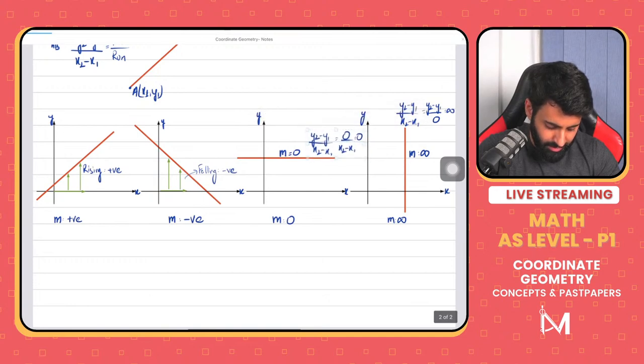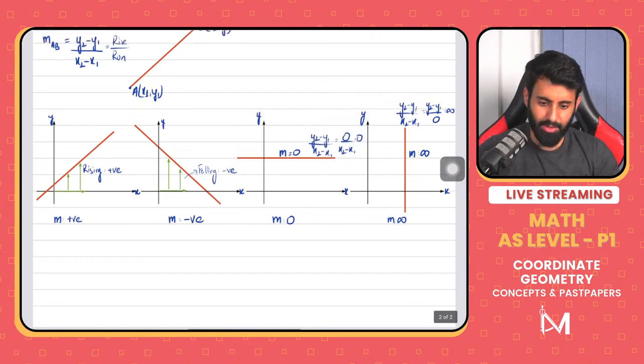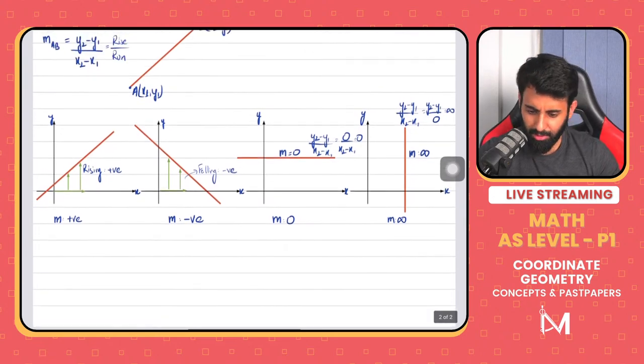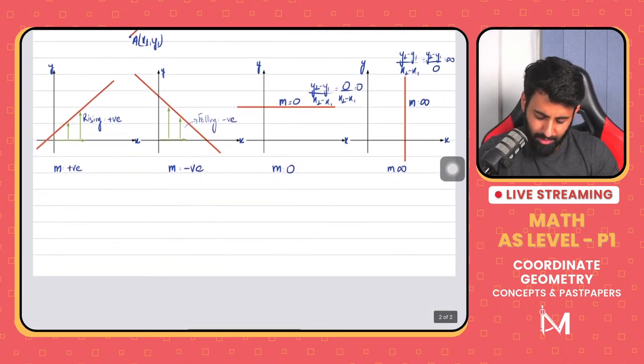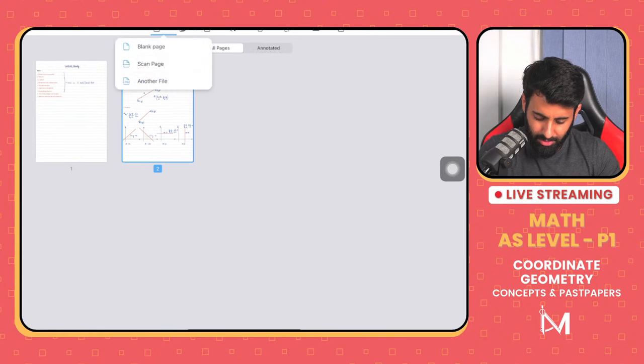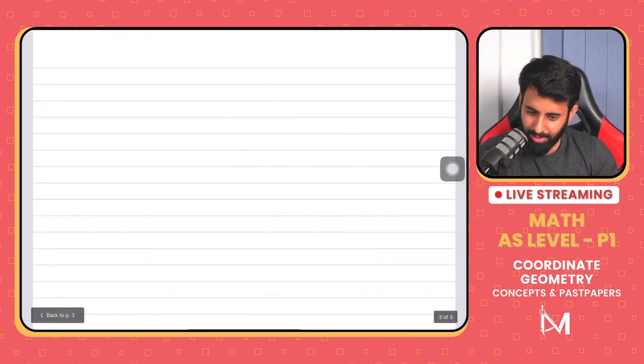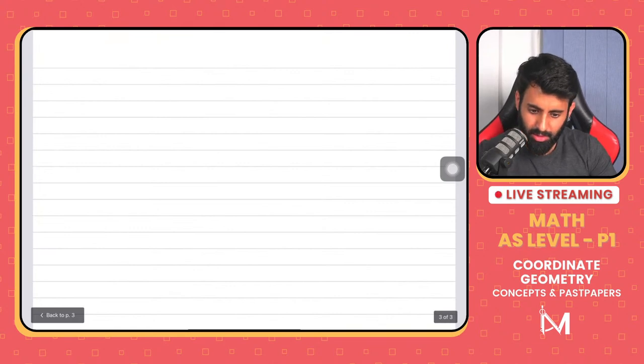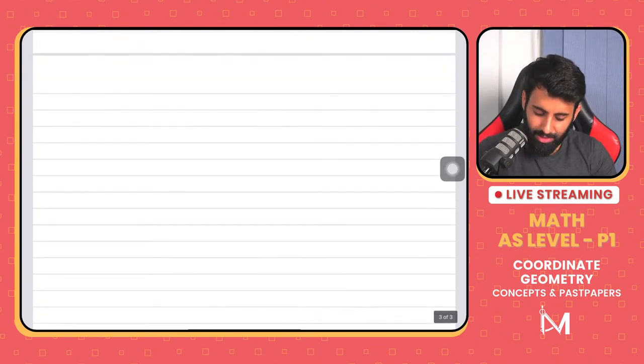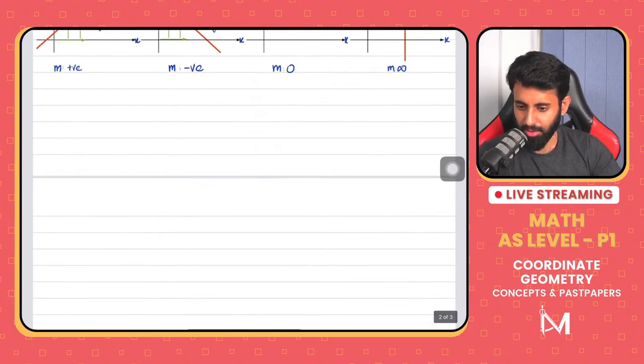Yes, it is undefined, or you can call it infinity as well. Anything divided by zero is infinity, okay? And infinity is not a definite value. That is why we call it undefined, okay? And the difference between definite and indefinite is that definite is limited, indefinite is not limited, okay?